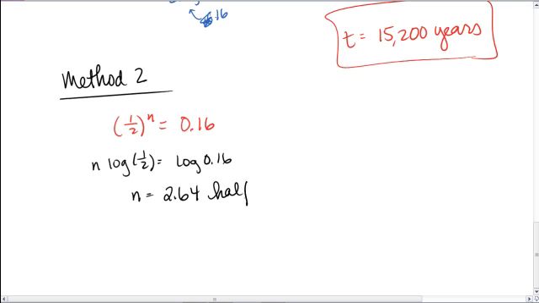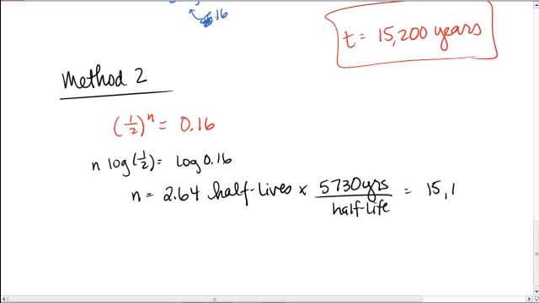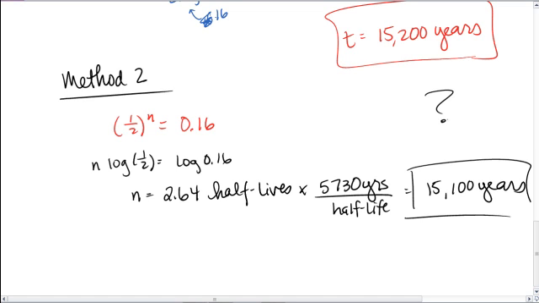But that is related to the number of half-lives. So I'll take that, and I know that there's 5,730 years per half-life. And so I get 15,100 years. So I know it's off by a little bit, and that's rounding from the different methods. But essentially, in a problem like this, you could solve it more than one way. Which way should you choose? Depends on the problem. Some ways it's going to be easier to just do this. Some ways you're going to need the rate law constant. So it just kind of depends.